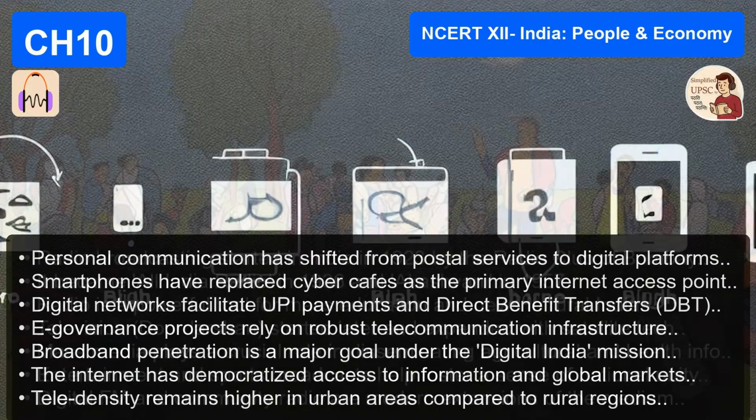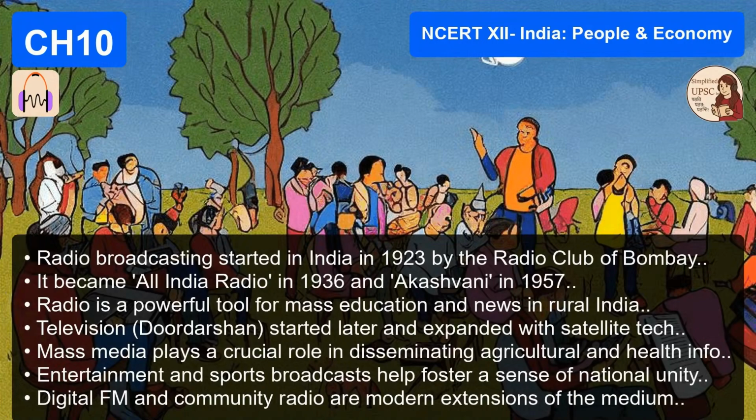We also have mass communication, radio and TV. Radio has a long, rich history. Started in 1923 by the Radio Club of Bombay. Then it became All India Radio, and finally Akashwani in 1957. Radio was, and in many places still is, a primary tool for education and information in rural India.